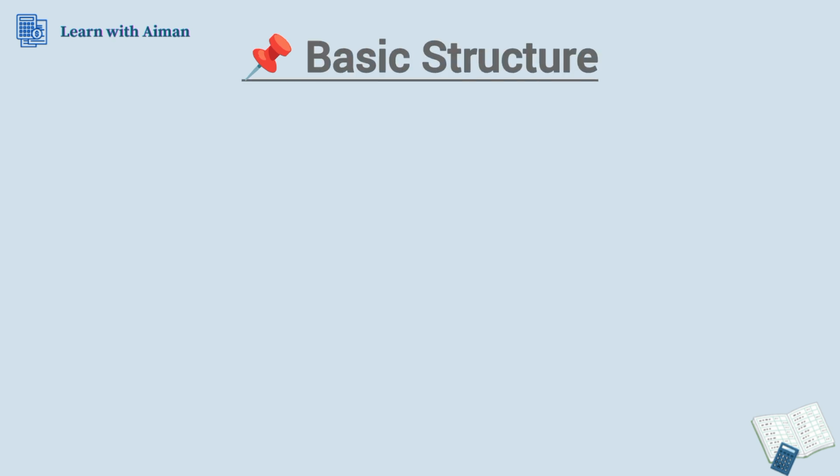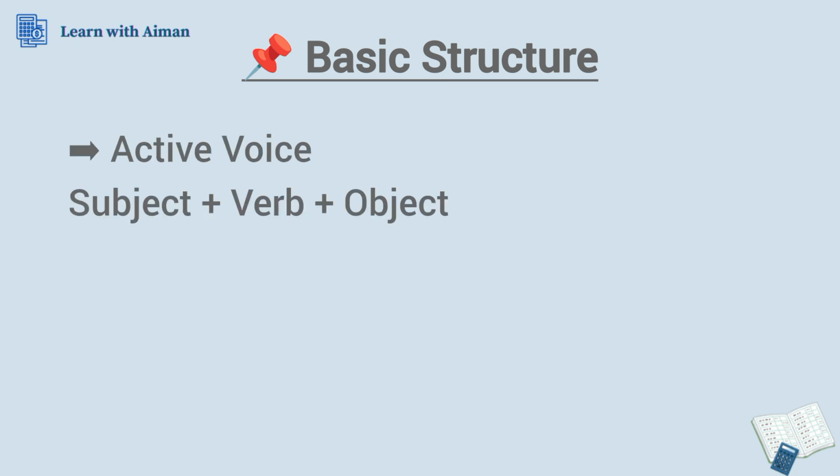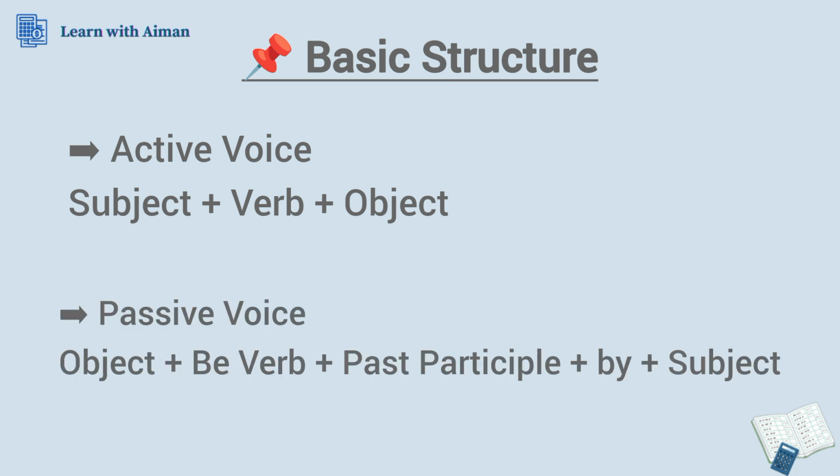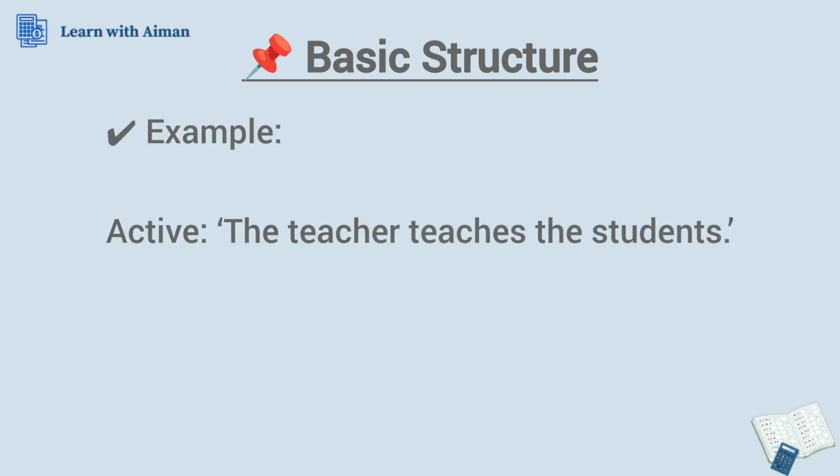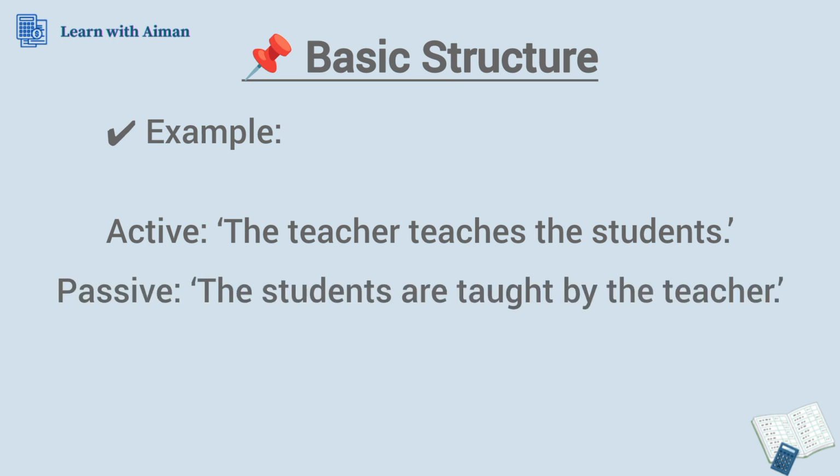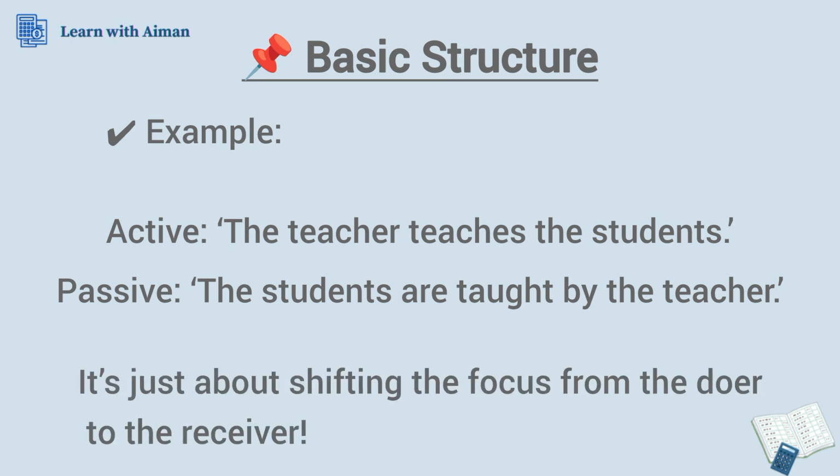Basic structure of active voice versus passive voice. Let's compare the structure side by side. Write this table in your notebook. Active voice: subject plus verb plus object, while passive voice: object plus be verb plus past participle plus by plus subject. For example, active voice: the teacher teaches the students. Passive voice: the students are taught by the teacher. It's just about shifting the focus from the doer to the receiver.